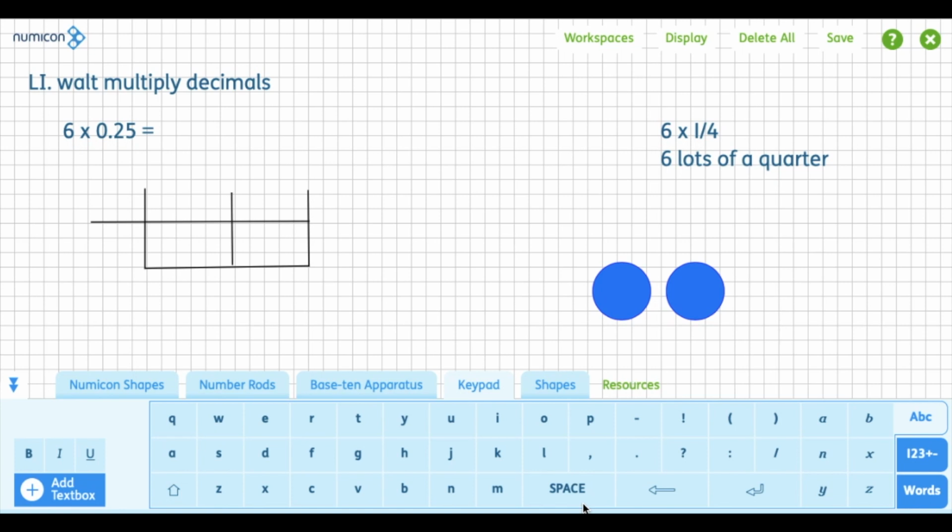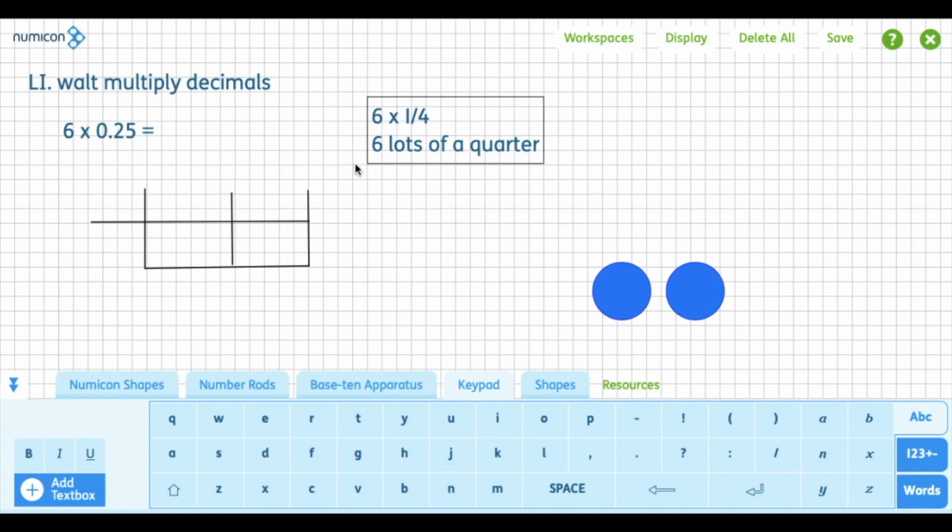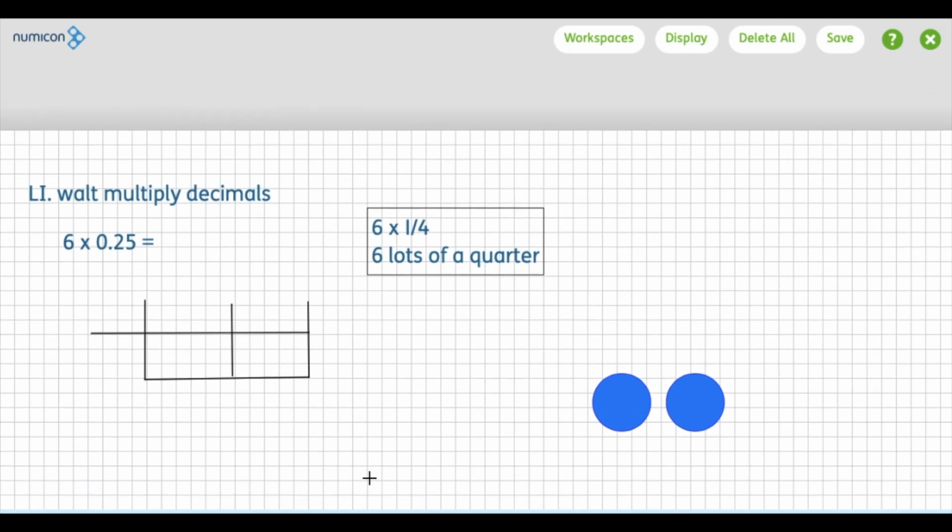So we're going to start with 6 times 0.25, which, if you're thinking about it, is also the same as 6 times a quarter, or 6 lots of a quarter, or 6 sets of a quarter. So what we're really looking for is 6 quarters and how that's going to work. You could just add up 6 quarters if you really wanted. What I could do is split these shapes into quarters each. Not very even quarters, but quarters, okay.